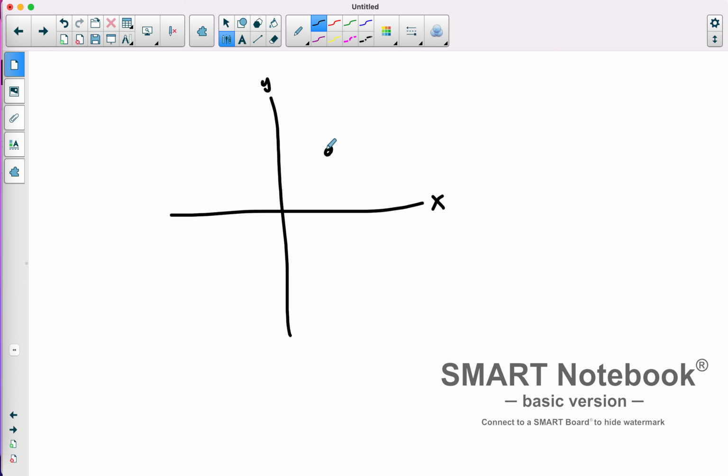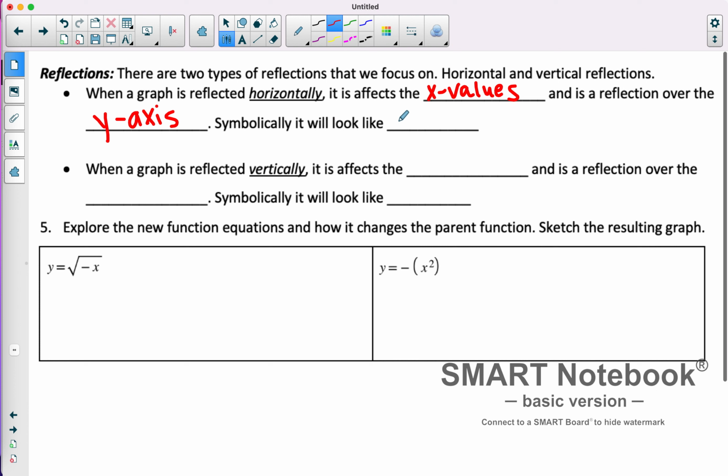If I take this point A and reflect horizontally, I'm reflecting it over here to make a new point. We'll call it A prime. That new point did not change its y value, but it did change its x value. So the x value is what's affected. Symbolically, that reflection would look like f of negative x. The x's are being multiplied by -1.